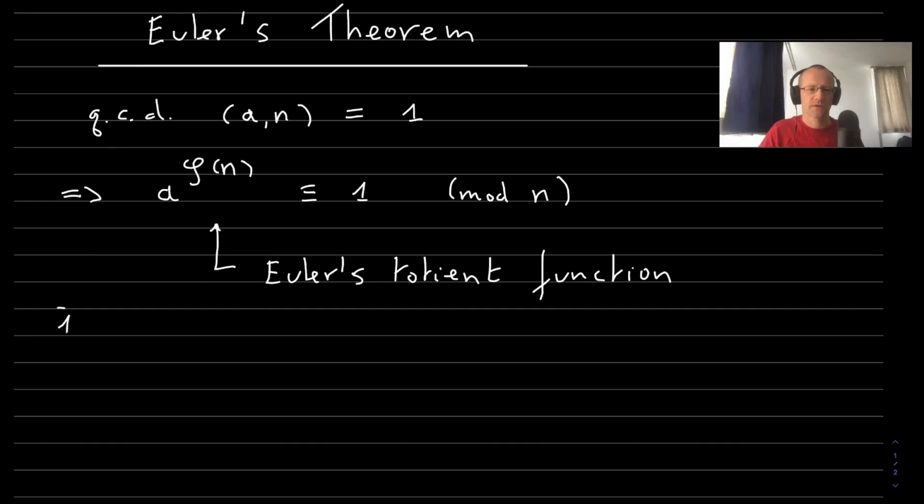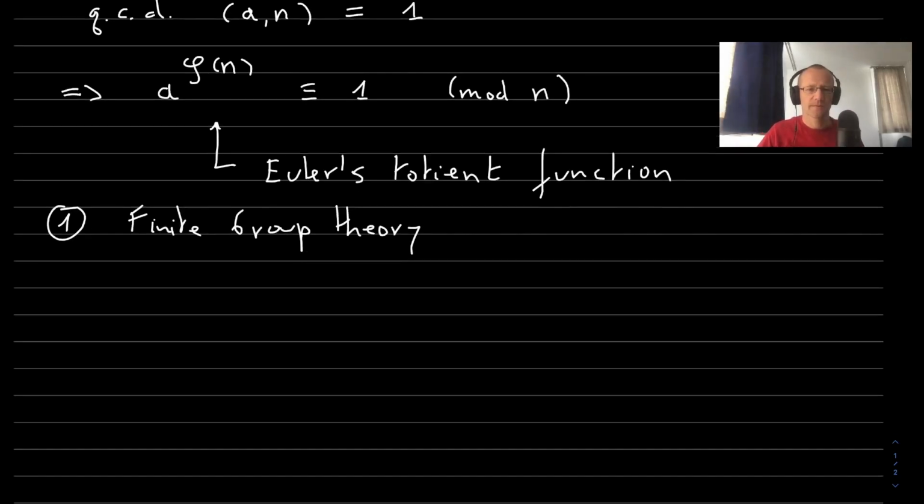We're going to see two proofs. One is using finite group theory. The group we use is the group of integers up to multiples of n for the multiplication. So this contains all elements coprime to n.